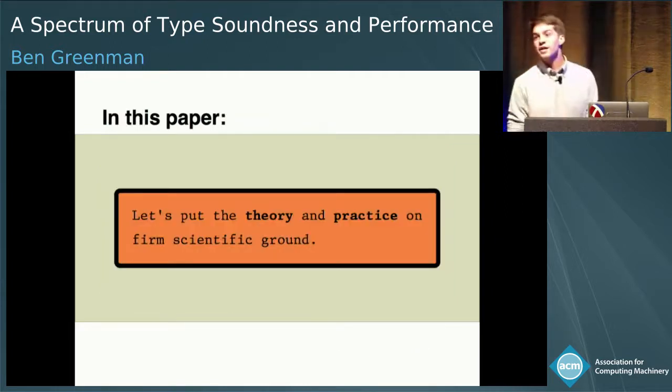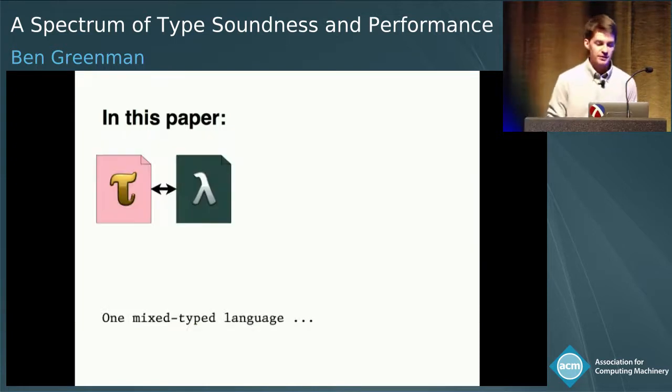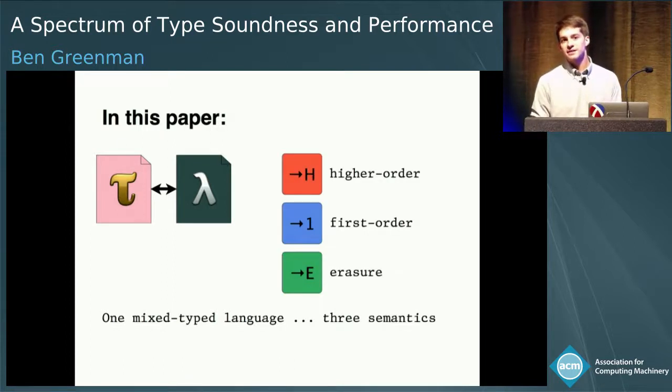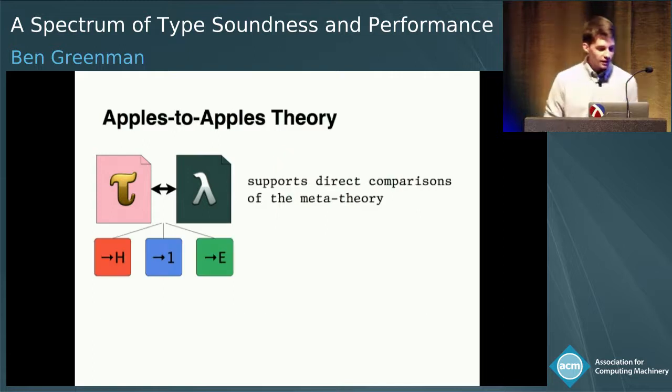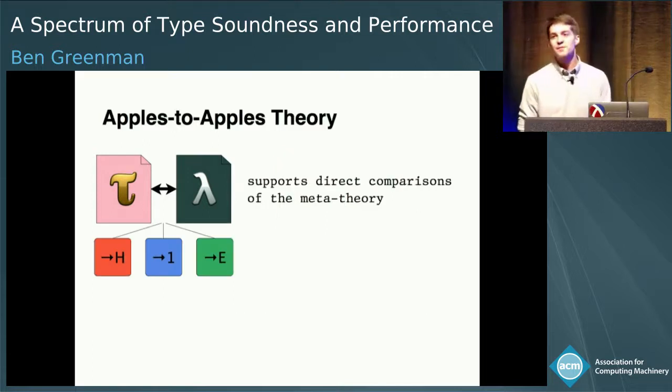In this paper, we break from tradition, and we've gone about comparing different approaches to mixed-typed programming in a systematic way. In particular, we start with one model of a mixed-typed language, and then based on what we've seen in the literature, we've extracted three semantics for programs written in this mixed language. Their names are higher-order, first-order, and erasure, and these names communicate the most important part, which is what the semantics do at the boundary between typed and untyped code. With this model, we now have apples-to-apples theory, so we can directly compare the metatheory of the three semantics.